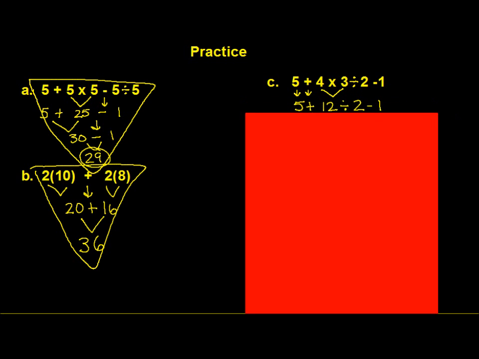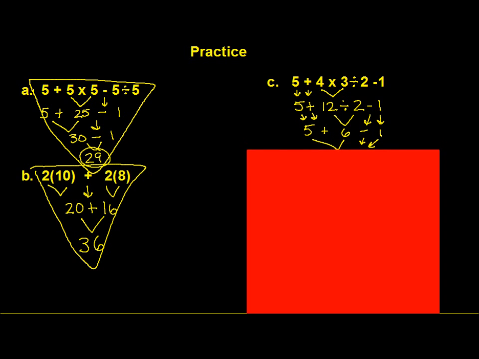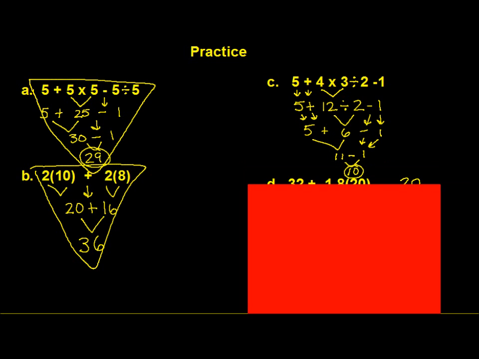We had some multiplication, and again, notice that I brought down the 5, the plus sign, took care of the multiplication, then I brought down the minus 1. And I didn't do the division until my next step, so I brought down the 2 and the division sign as well. And again, I brought everything down, the 5 plus 6 minus 1, and I end up with 11 minus 1, which is 10. So again, just tackling one step at a time, and then bringing everything down line by line until I get a final answer.